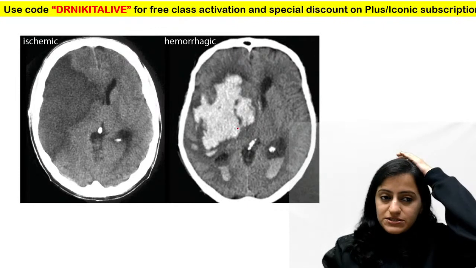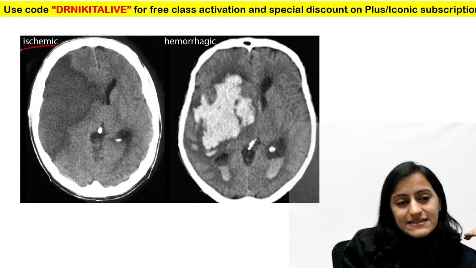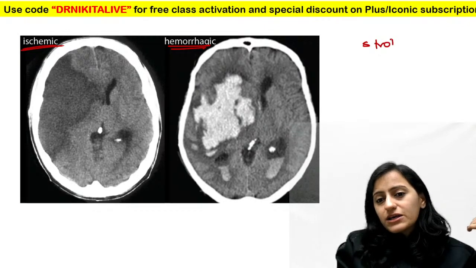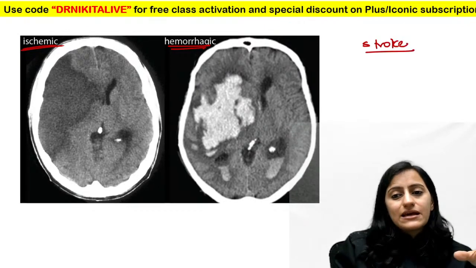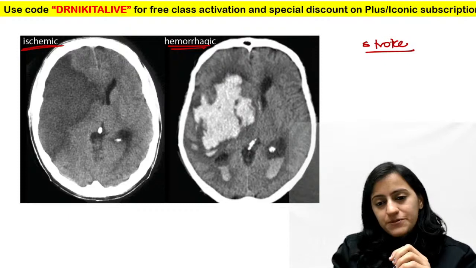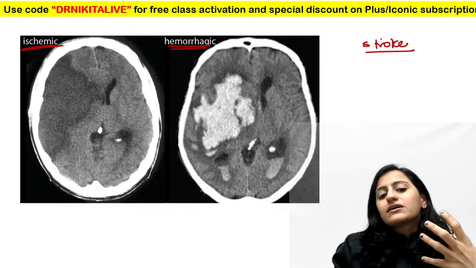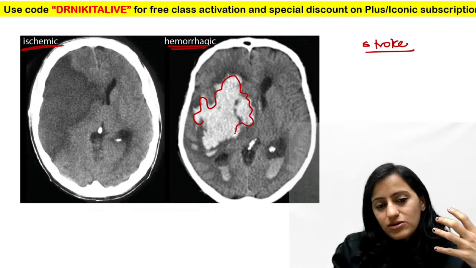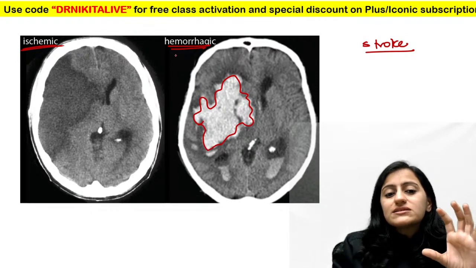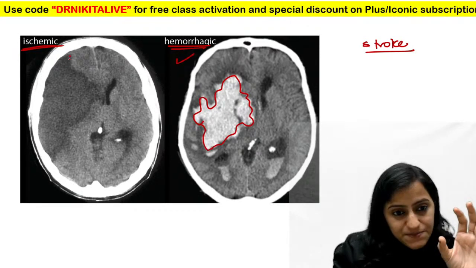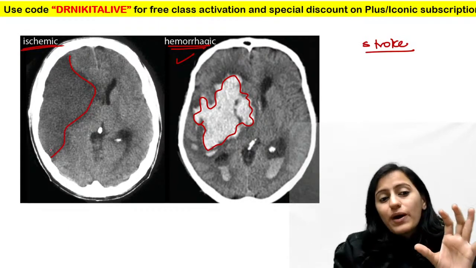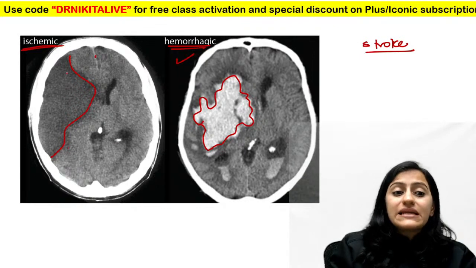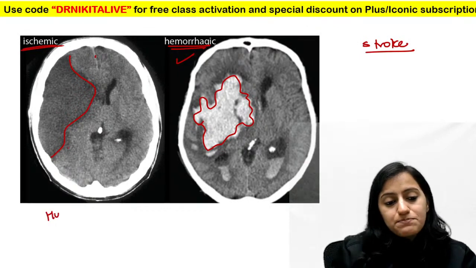Okay, so this image is to tell you the difference between ischemic pathology and hemorrhagic pathology, right? So acute stroke could be either ischemic or hemorrhagic. How do we differentiate? Acute hemorrhage is white. As you can see here, this pathology is white. So this is hemorrhagic. This pathology which you see is not white compared to the rest of the brain parenchyma. This is dark. So this is hypodense.